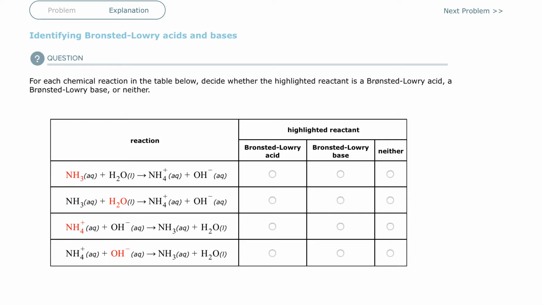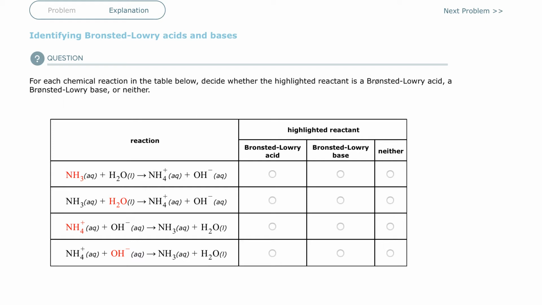They're asking in this question, for the highlighted molecule, is it a Bronsted-Lowry acid, is it a base, or is it neither? So you have to ask yourself, is it losing a proton? If it is, it's an acid. Is it accepting a proton? Then it's a base. All right, so the first one here is ammonia. Is ammonia going to be an acid, a base, or neither?